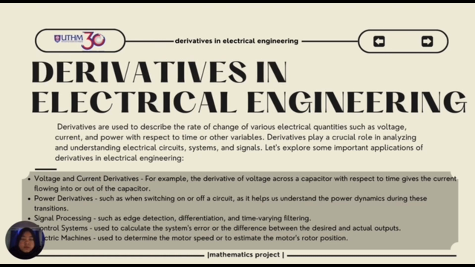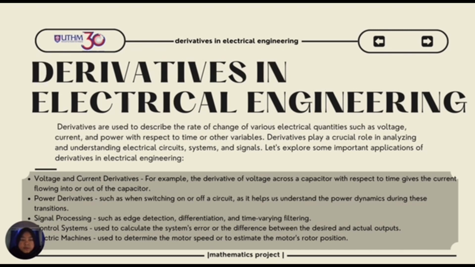Application of derivative in electrical engineering. First, voltage and current derivative. For example, the derivative of voltage across a capacitor with respect to time gives the current flowing into or out of the capacitor. Second, power derivative, such as when switching on or off a circuit, as it helps us understand the power dynamics during this transition.